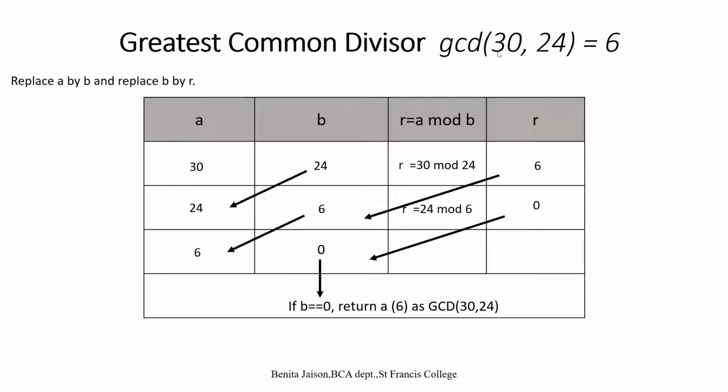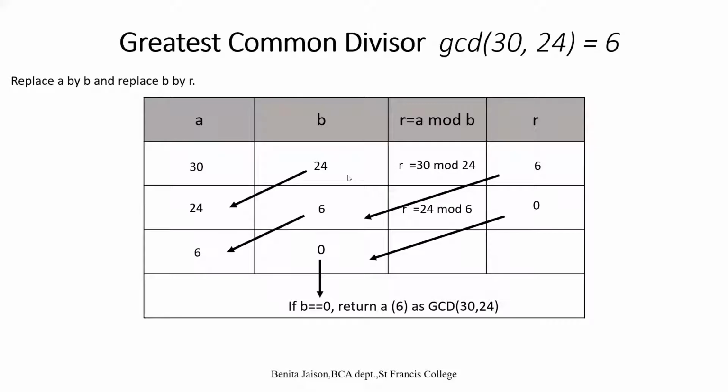In this case, whatever values we are passing in the brackets, the first value will be taken as A and the second as B. Even if you give GCD of 24 and 30, the greatest common divisor will be 6. But there is a difference when we do it in the Euclidean algorithm. There are certain things we have to consider: when A is equal to B, when A is less than B, and when A is greater than B. In this case, A is greater than B, so we just give A and B.